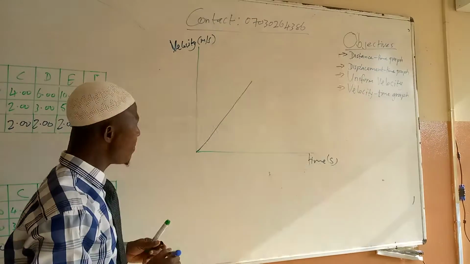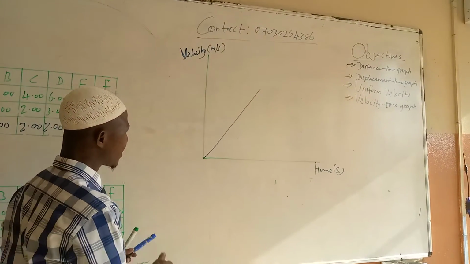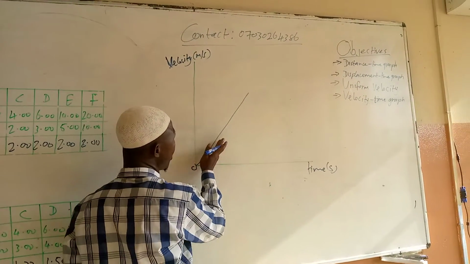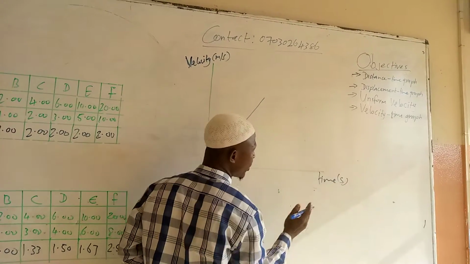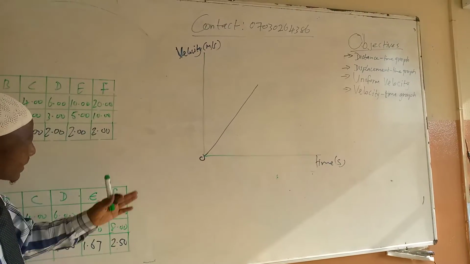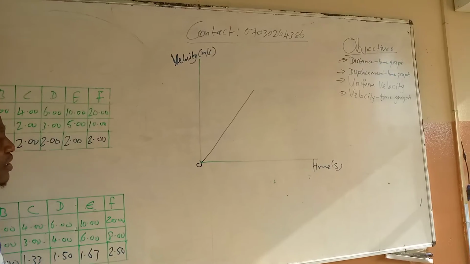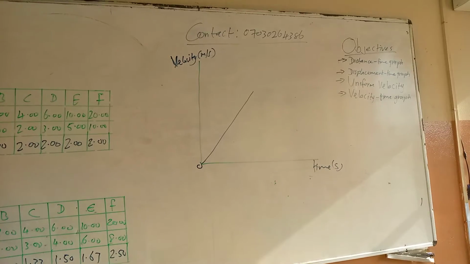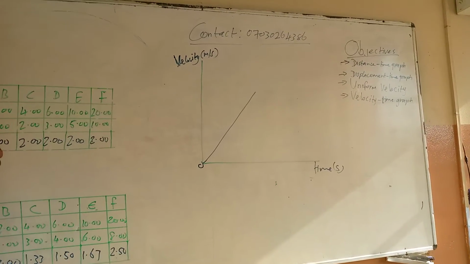So this one means the velocity is increasing. You can see from 0, as we are going up like this, velocity is increasing with respect to time. Now, what are the things you can derive or determine from this velocity time graph? The first thing, you can find the slope. And what will be the slope of velocity time graph?